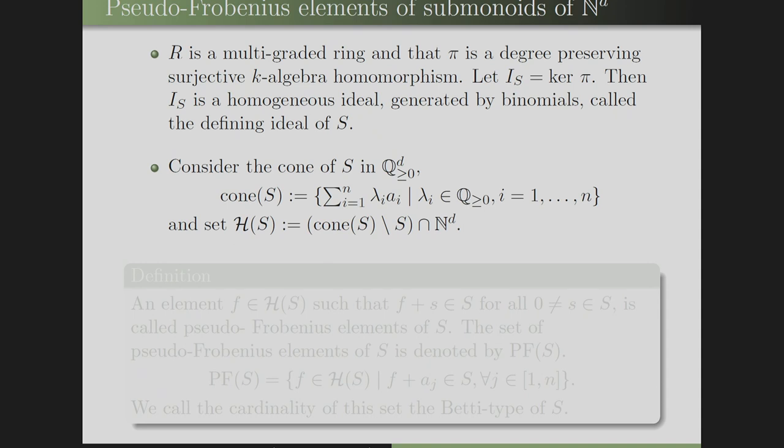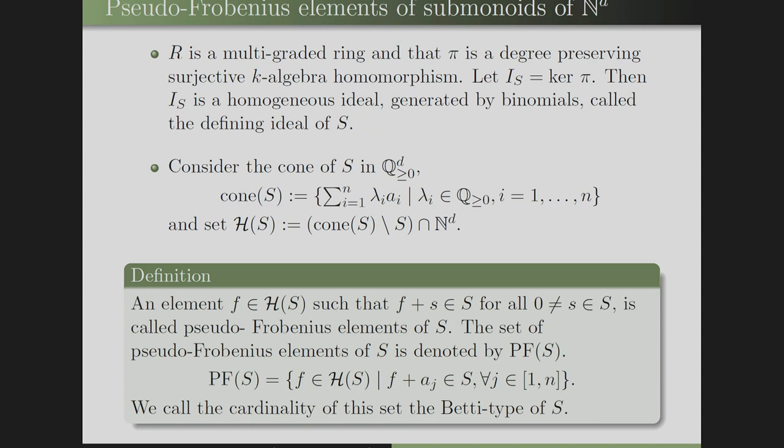Now consider the cone of S in the rationals, which is defined as the rational linear combinations of the generators of the semigroup, and set H_S to be the cone of S minus S, intersected with N^d. An element F from H_S is called a pseudo-Frobenius element if F plus s belongs to S for all non-zero s from the semigroup. This set is denoted by PF(S), and we call the cardinality of this set the Betti type of S.